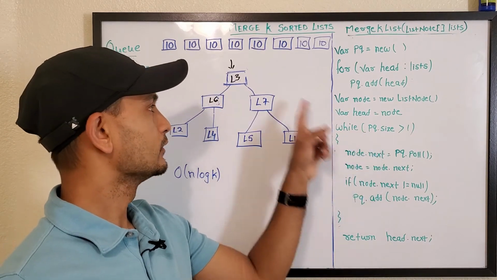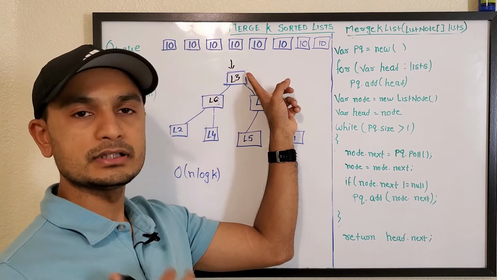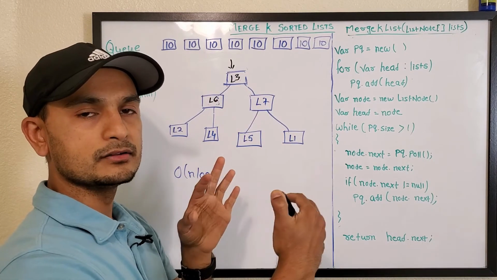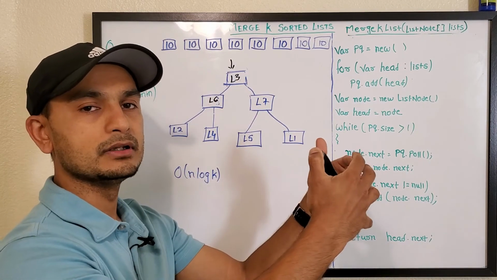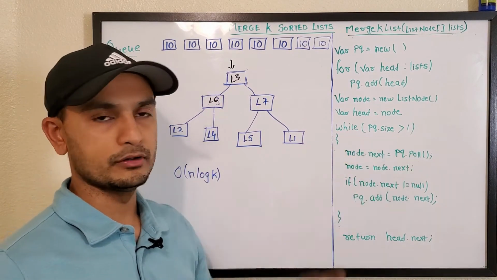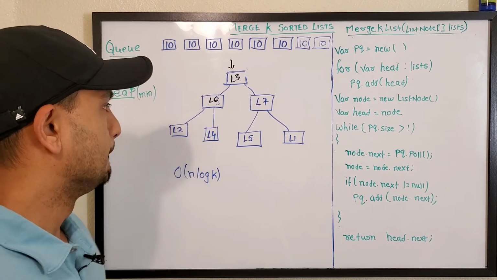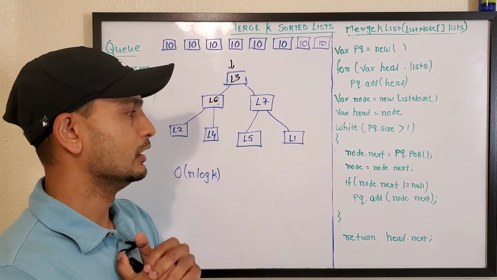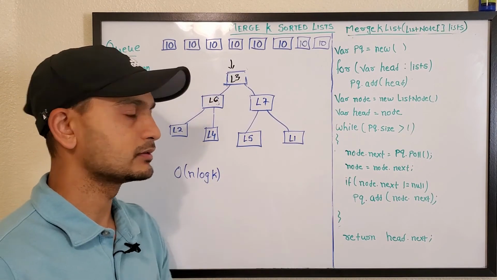In the next iteration, we'll pick the node from list 3 and put it in our merge list, and then add another element from list 3. So we'll keep doing that until all the elements are processed. So that's the high level heap approach. Again, pretty easy to understand.